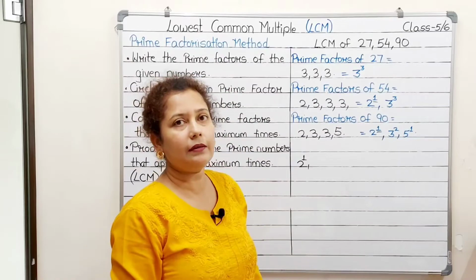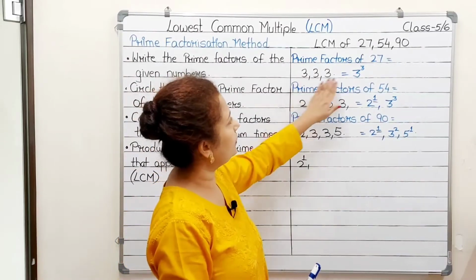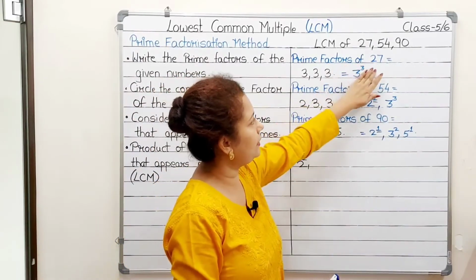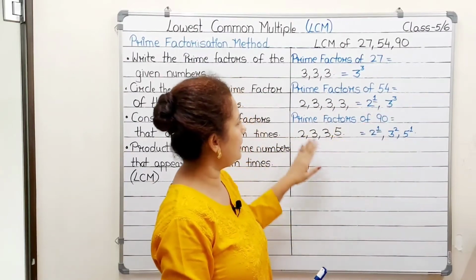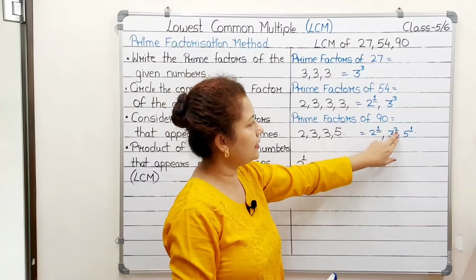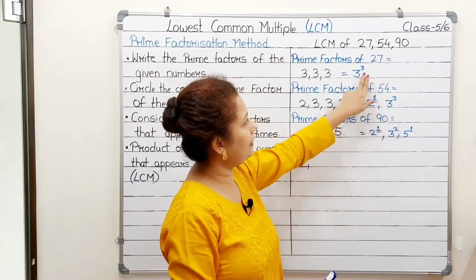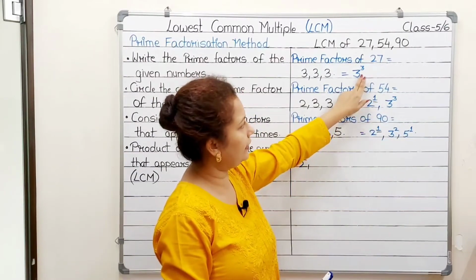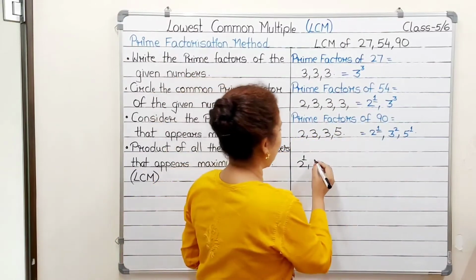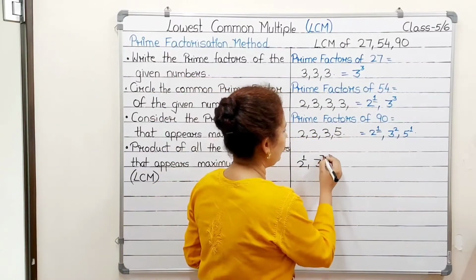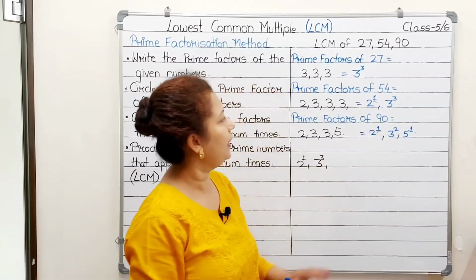Next prime number is 3. So here 3 is present 3 times in 27. In 54, it is present 3 times, and in 90, it is present 2 times. So we will take the highest times, that is 3. It is common for both the numbers, so we will take only once. So we will write 3 raised to power 3.